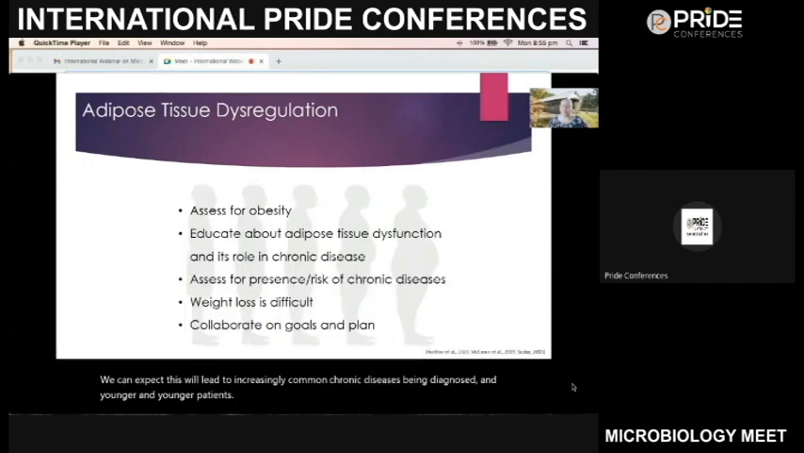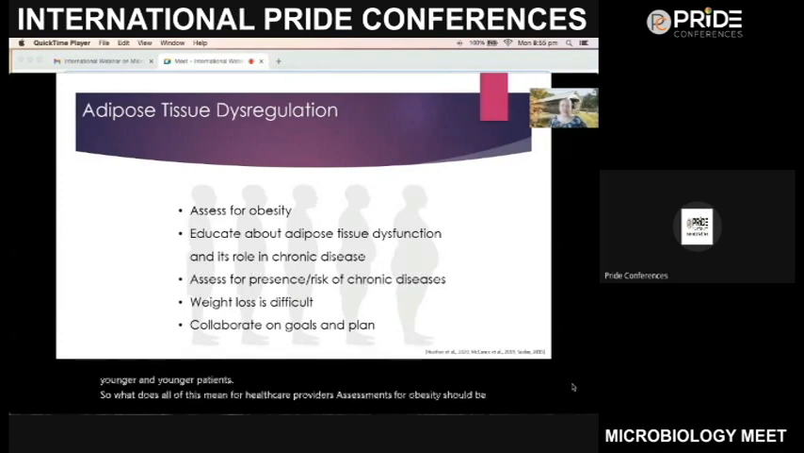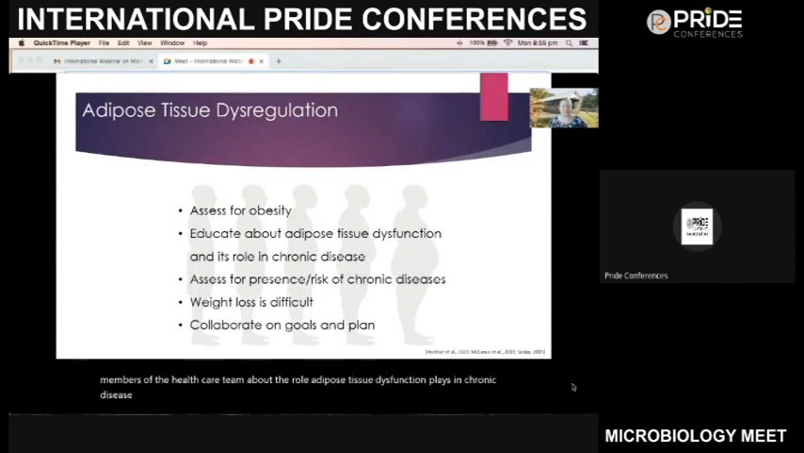So what does all of this mean? For healthcare providers, assessments for obesity should be conducted. Additionally, education should be provided to patients, family members, and other members of the healthcare team about the role adipose tissue dysfunction plays in chronic disease risk. Being overweight isn't just a weight issue anymore. It's an inflammatory process that encourages chronic disease progression.